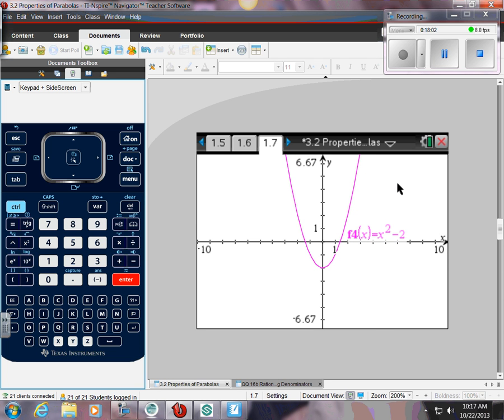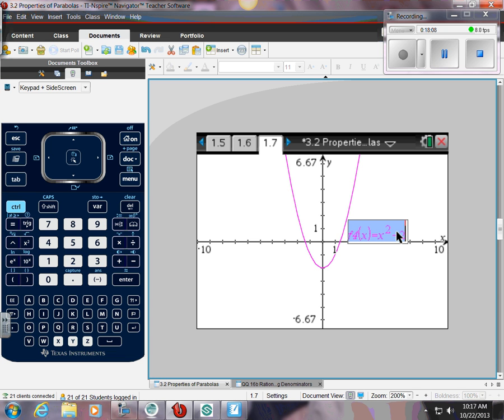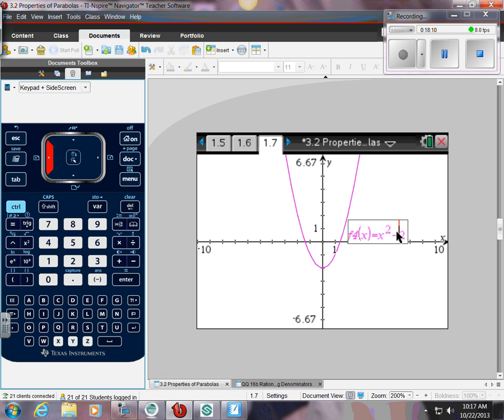How do you think I move it left and right? Adding directly to the x. Okay. So in here, right? So let's say I do plus 2. Where do you think that's going to go?